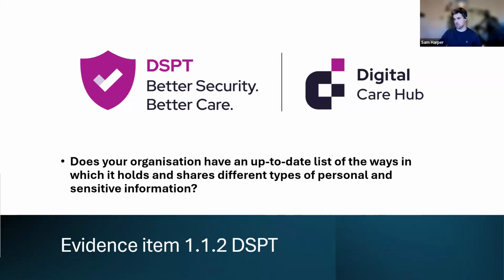Now in the DSPT, there is a question that asks, does your organization have an up-to-date list of ways in which it holds and shares different types of personal sensitive data? In relation to this question, this is referring to the Information Asset Register and the record of processing activities.